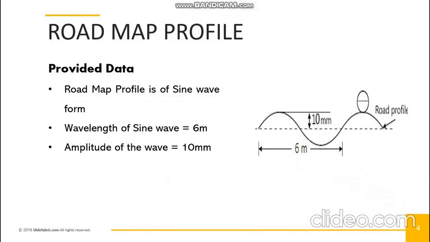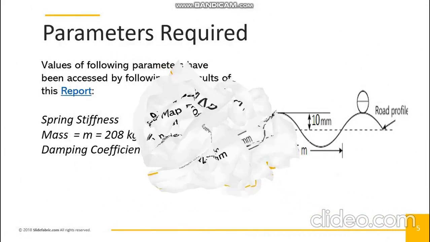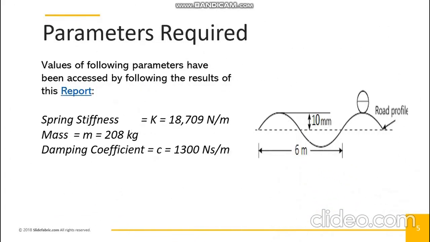Now the next step is to discuss the roadmap profile. The given roadmap profile is of sine wave form, and the amplitude of the roadmap profile is 10 millimeter and the sine wavelength is 6 meter. For solving various equations, we need some parameters: number one is spring stiffness, then damping coefficient, and the mass. I have accessed these from the results of the report. I have also attached the link of the report, as you can see here.